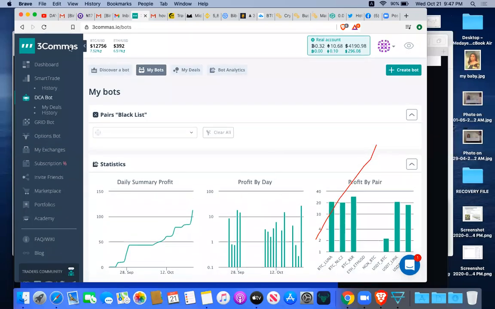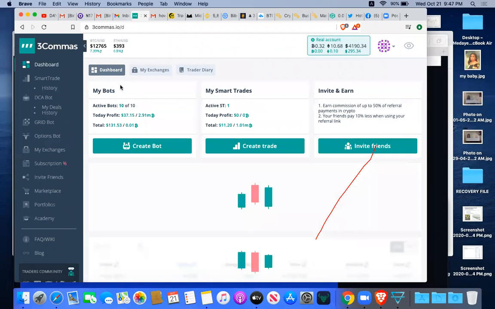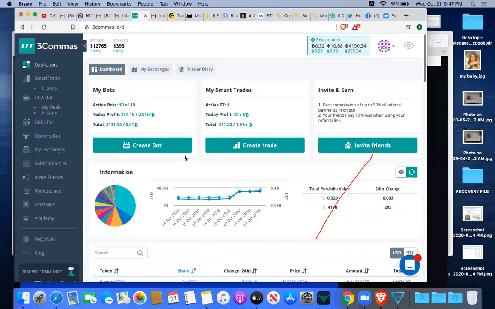Now, if you look at it, it's showing us today that the bot has made me, not all my money, because some of the money is in other coins, but the one I set the bot on is telling me that today alone, the bot has generated $37. It all depends on how much I put in and all that. It tells me within the period it has done about $131. So smart trade has done nothing today. I didn't even set any smart trade, and $11.20 over the time.